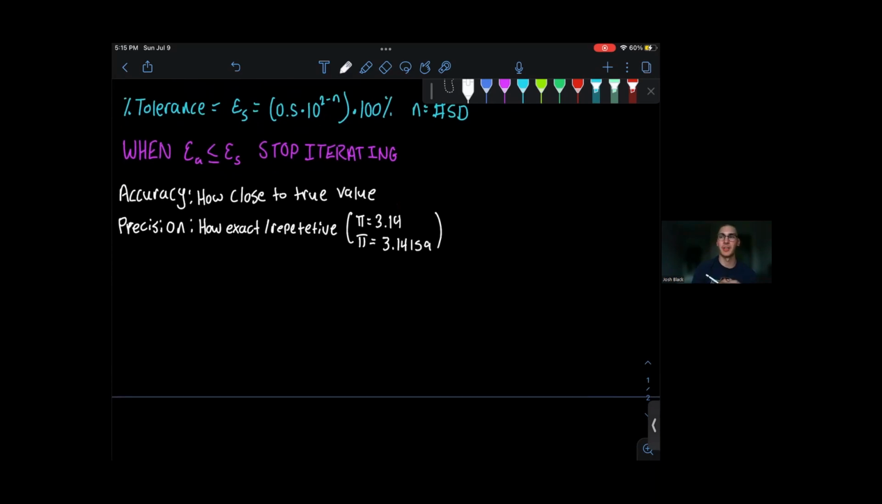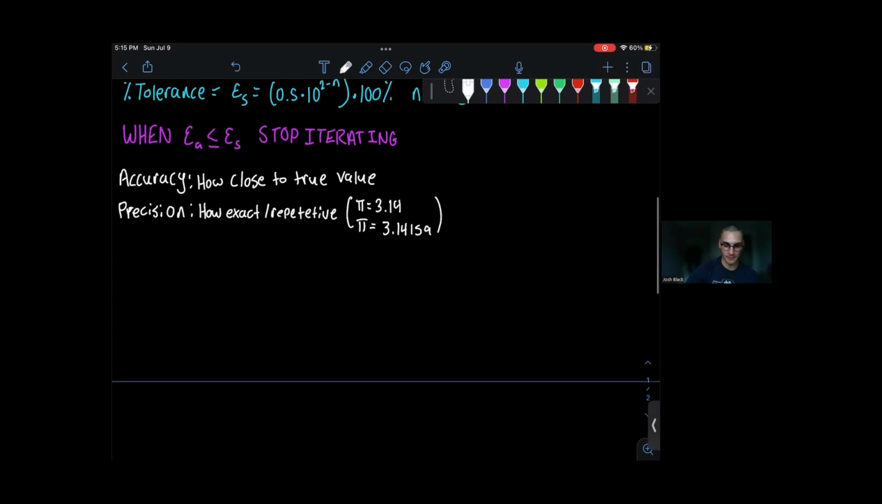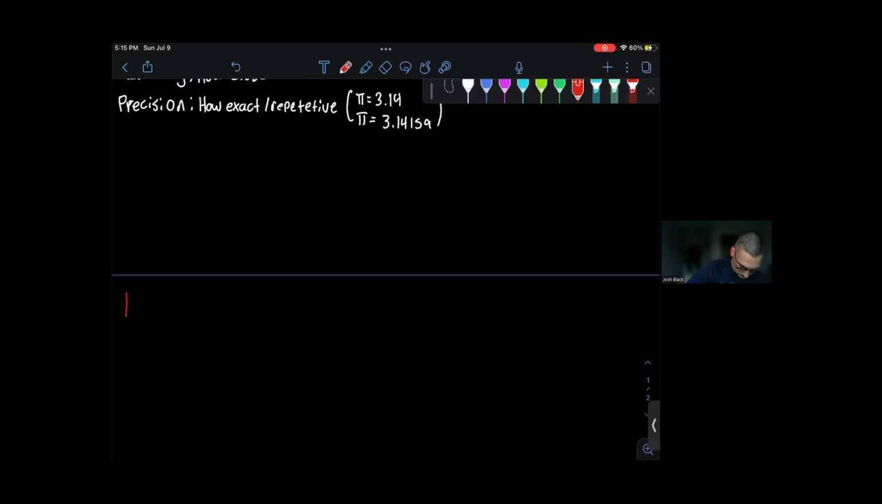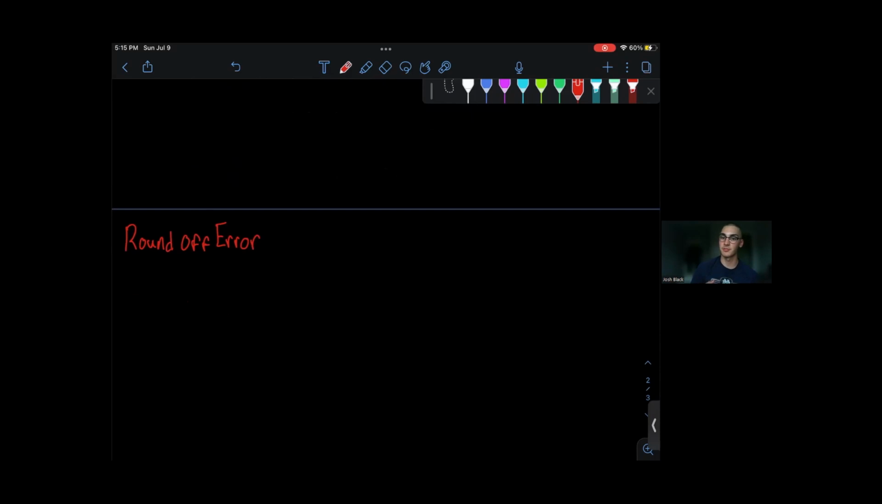Now we are ready to go into the different kinds of errors seen in numerical modeling. The first type of error that we're going to be talking about is our round-off error. And just as the name suggests, this error comes from rounding. More specifically, rounding numbers with an infinite amount of digits, like pi or e.